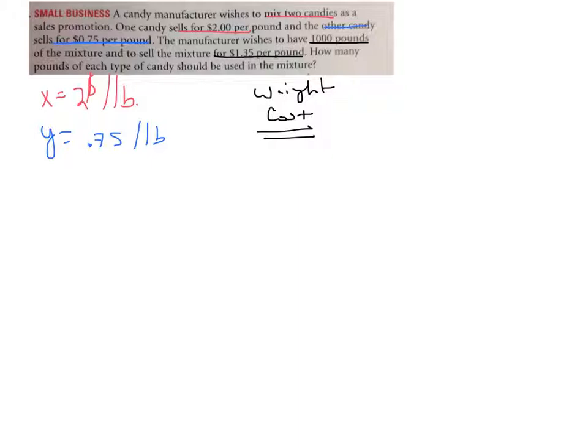So as we organize this information, I'm going to create my equation for cost first. Candy X sells for $2 per pound, so whatever the weight is, times 2. We're going to add that to candy Y at 75 cents per pound. And we know that the end product is going to be $1.35 per pound, and there's going to be a total of 1,000 pounds.